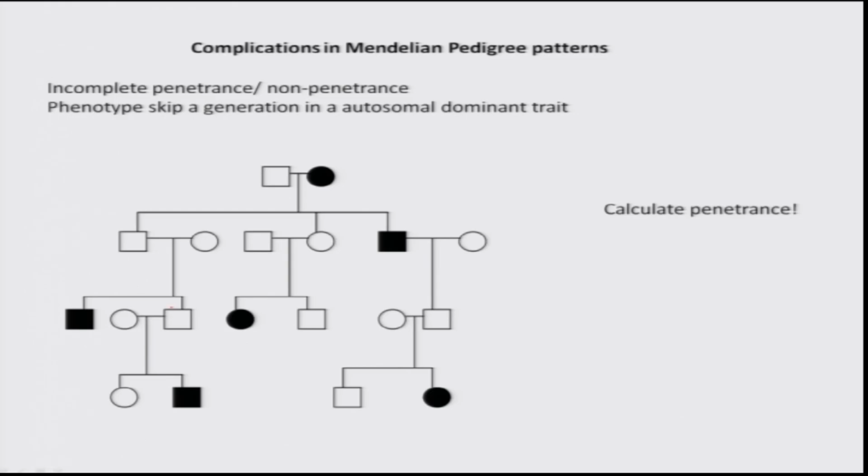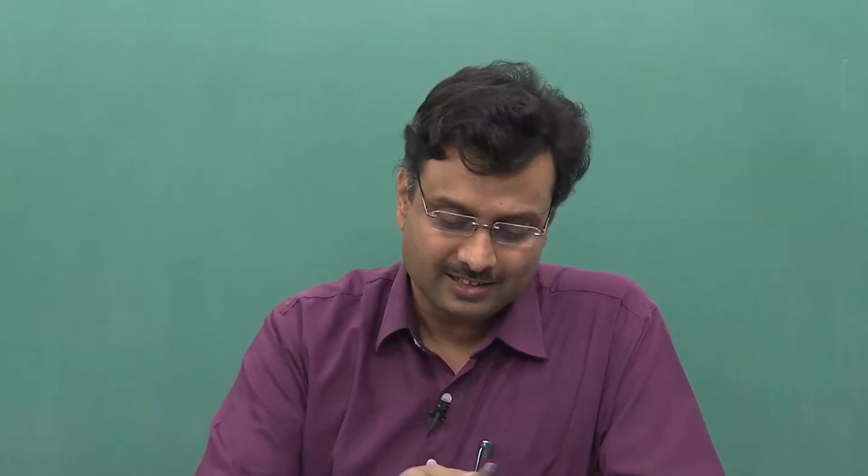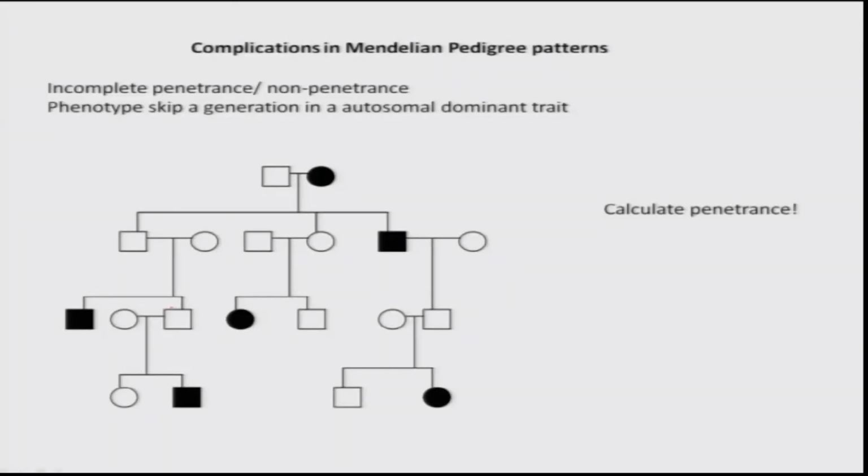Now, how do you really calculate penetrance? Because it is very important for you to calculate penetrance. What is the probability that if I have the genotype for this particular phenotype, I would develop the phenotype as well? So, this is an important question that you want to answer, right. So that you can calculate for a particular phenotype. Let us calculate here. How do you calculate penetrance?